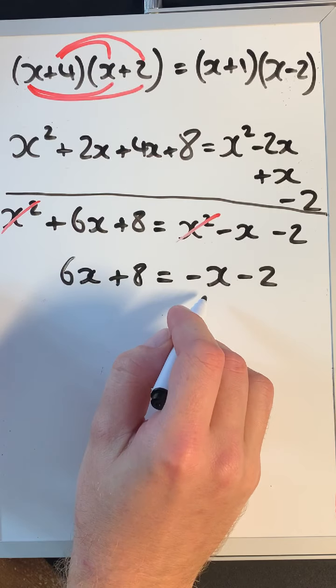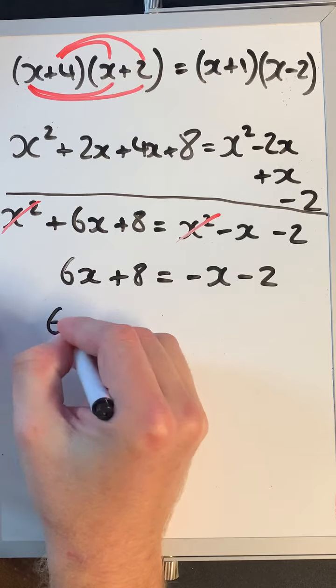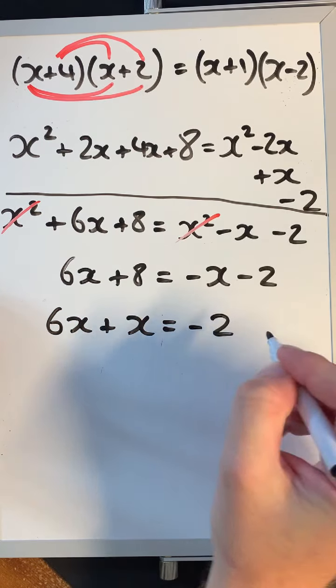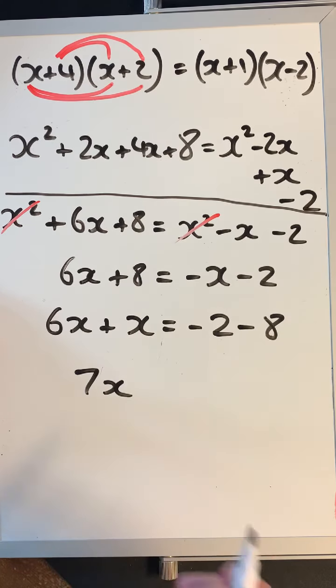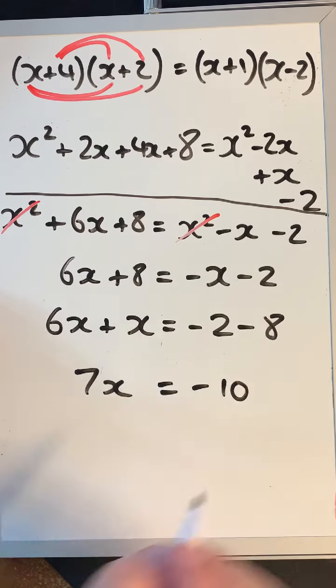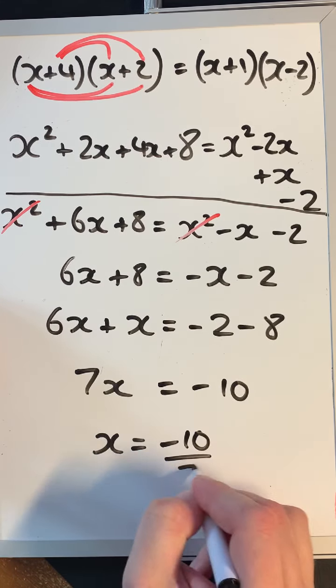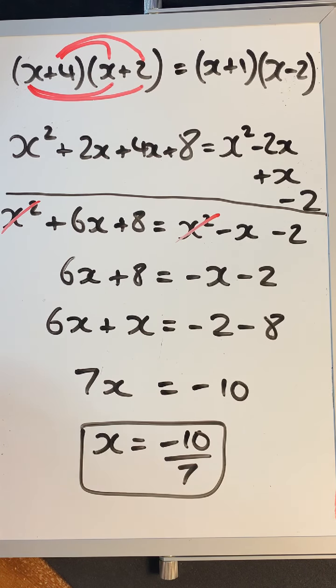Right, so let's take the x's to the left, then numbers to the right. So what we got: 6x plus x is equal to minus 2 minus 8. So we're left with 7x is equal to minus 10, which gives us an answer of minus 10 over 7.